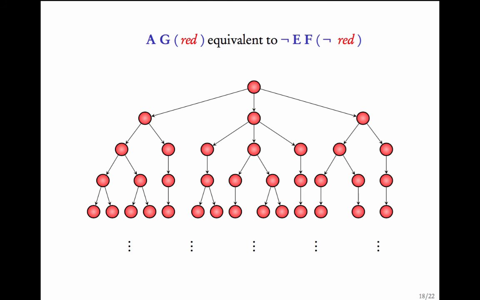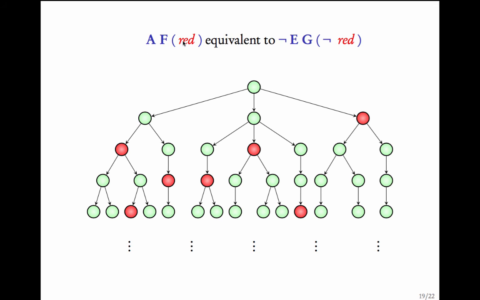Let's now look at AG. AG red. This is simple. AG red says that every path, every state satisfies red. This is equivalent to saying that it's not the case that there exists a path where not red is reached sometime. If you forget this not, this says EF of not red. There exists a path where not red is reached. In that case, AG red will not be true. So that's why you put the not. So all paths satisfy red in every state translates to saying that it is not the case that there exists a path where not red becomes true.